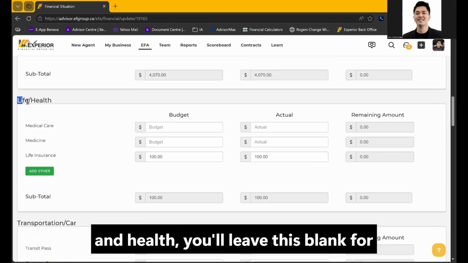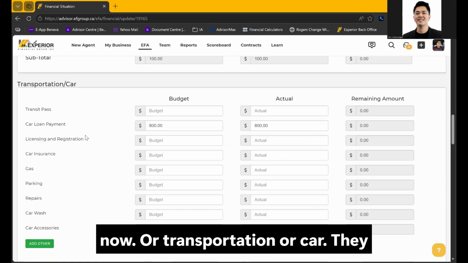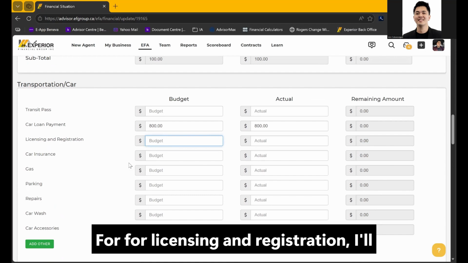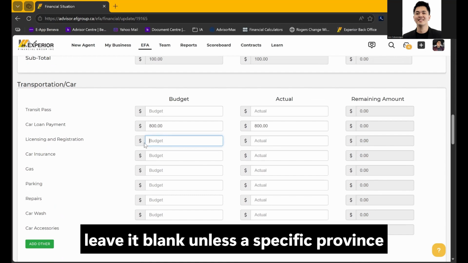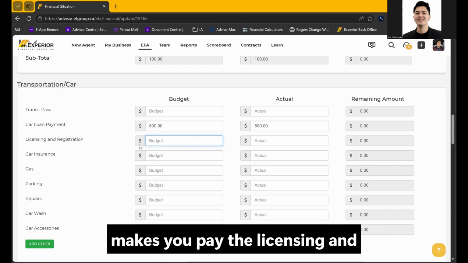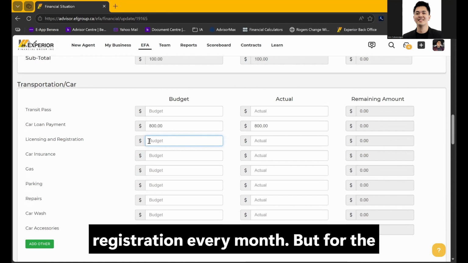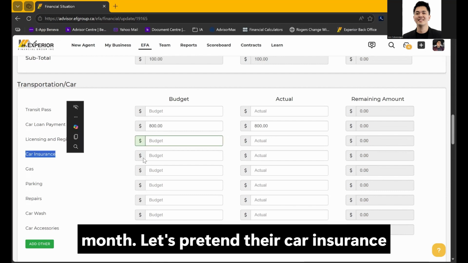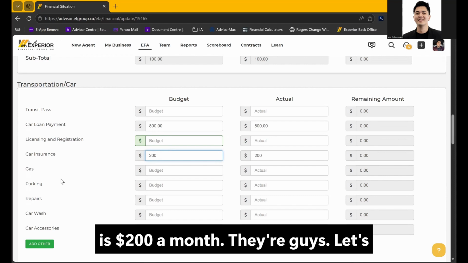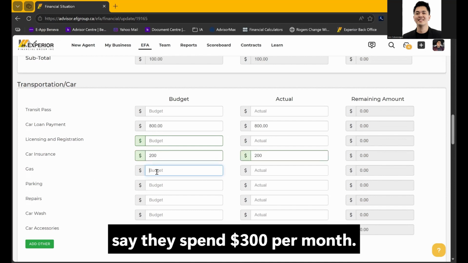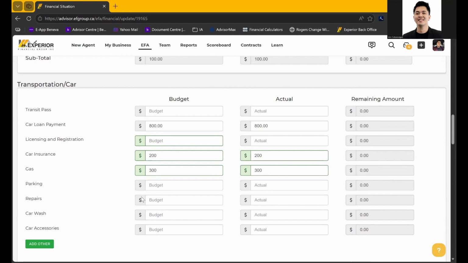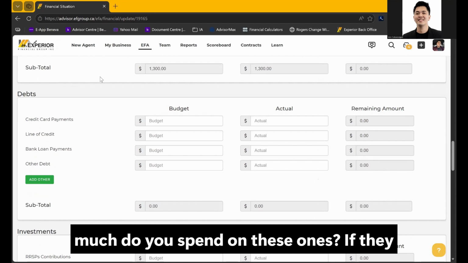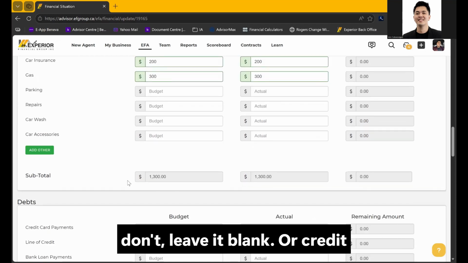For the life and health, you leave this blank for now. For transportation or car, they have car loan payment. For licensing and registration, I'll leave it blank unless a specific province makes you pay the licensing and registration every month. But for the most part, people pay car insurance every month. Let's pretend their car insurance is $200 a month. Their gas, let's say they spend $300 per month for car wash repairs. So straightforward stuff. You're just going to ask them, how much do you spend on these ones? If they don't, leave it blank.